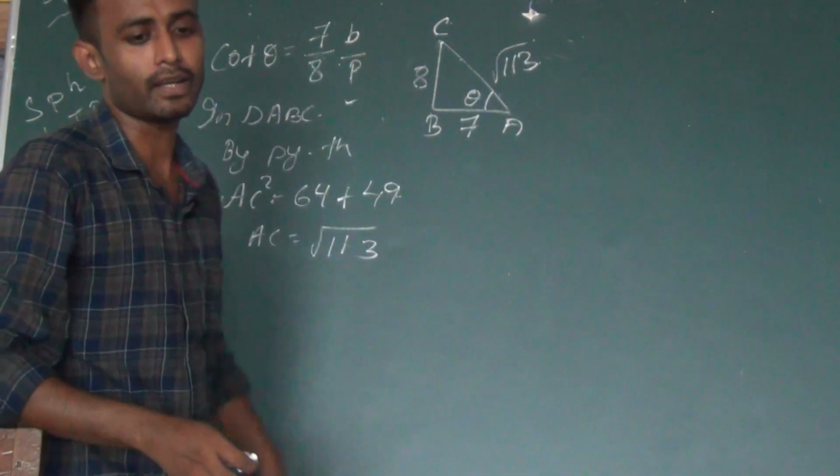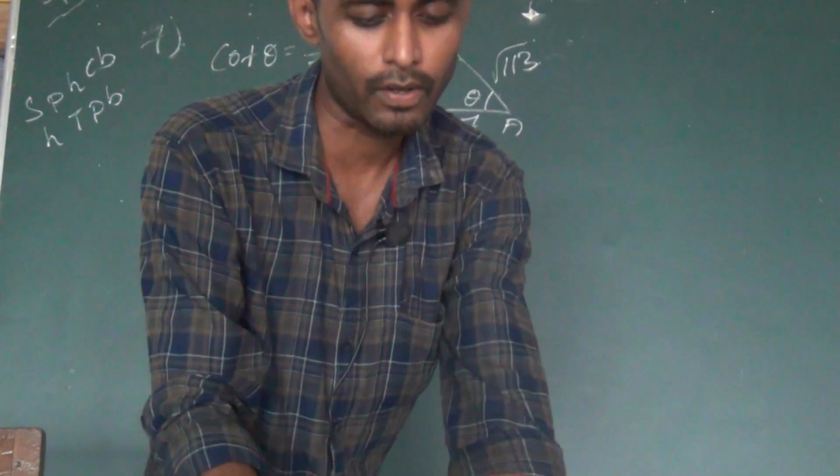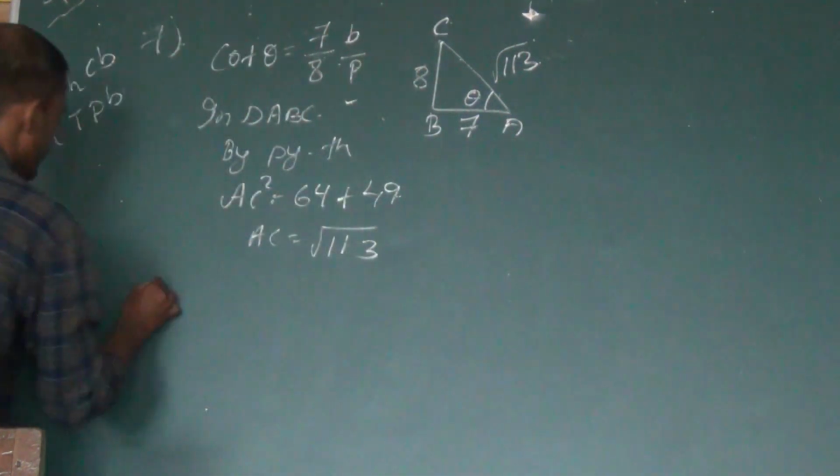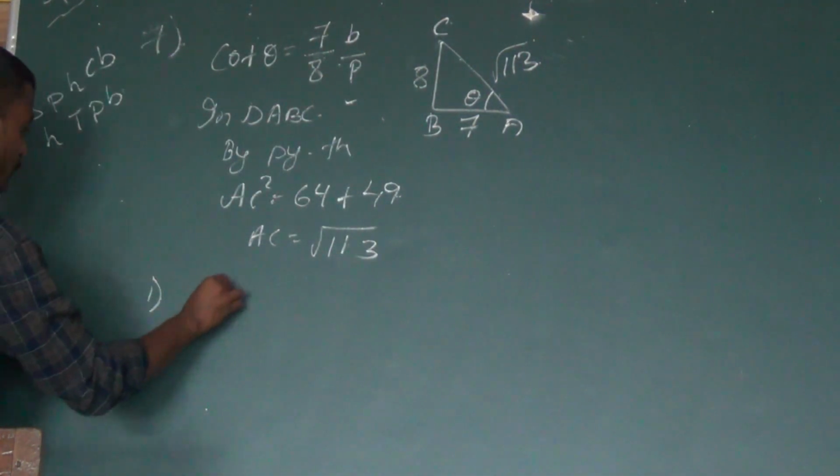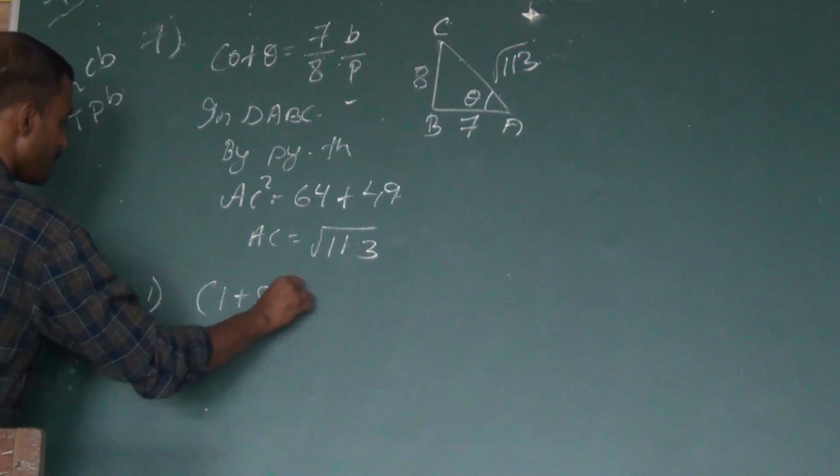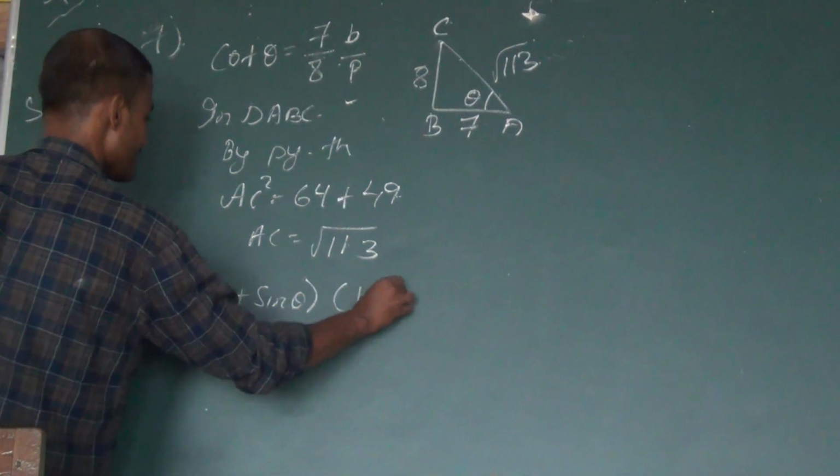Okay, now we know the three sides. What's the question asking you? Number 1. Let's do number 1. Number 1, I'll do here. So number 1, the question is giving you 1 plus sine theta, 1 minus sine theta.